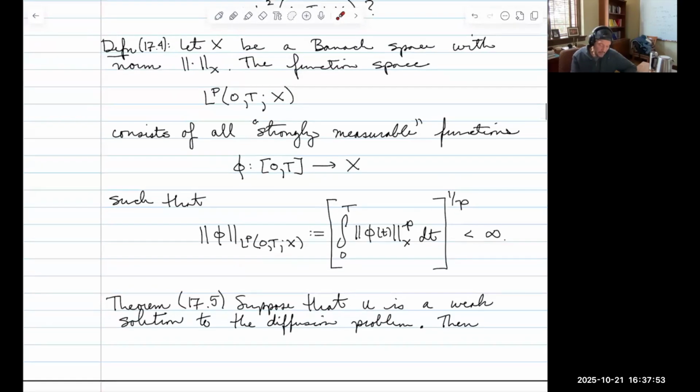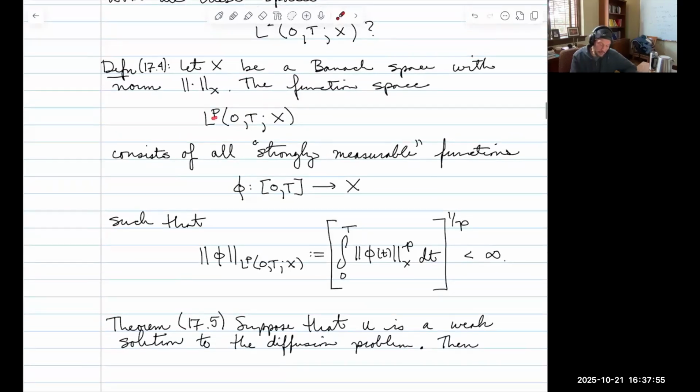Such that, and oh, by the way, I'm defining this for LP, and I should say here, it only makes sense if I'm doing P from 1 to infinity for this definition. I can also define this for P equals infinity. That's a slightly different definition.